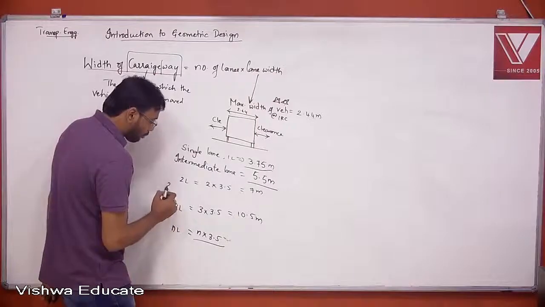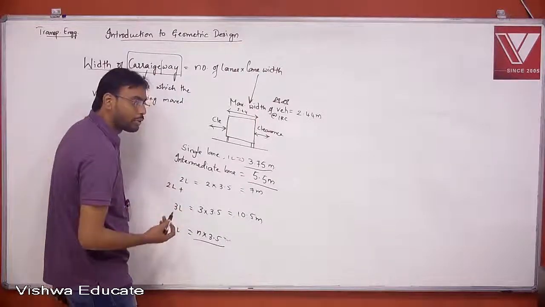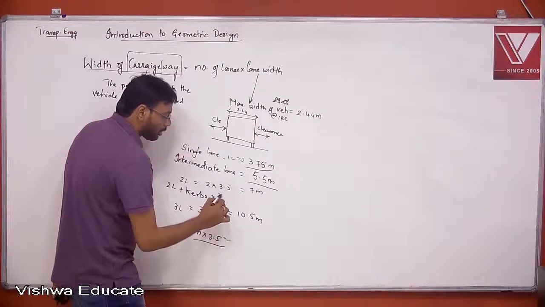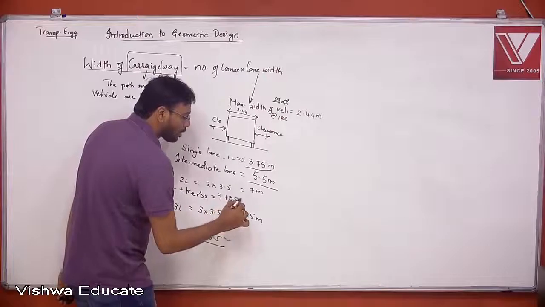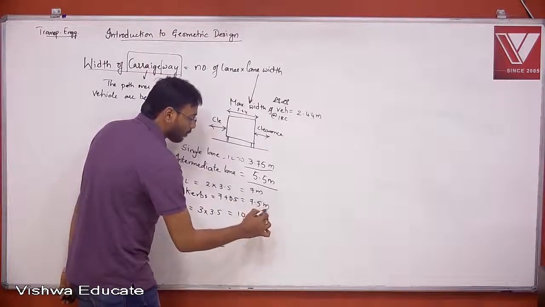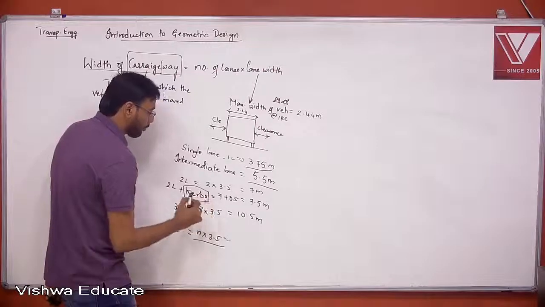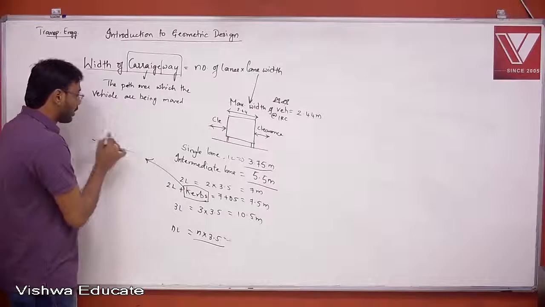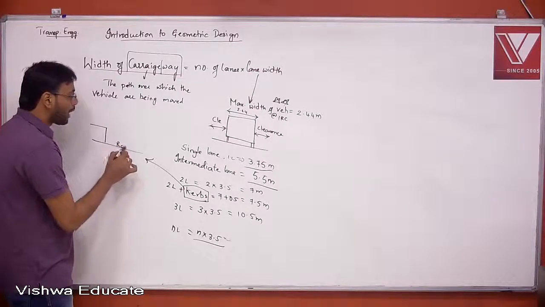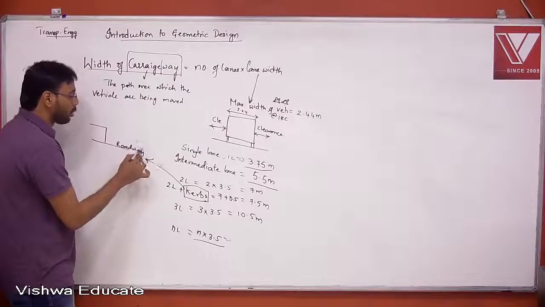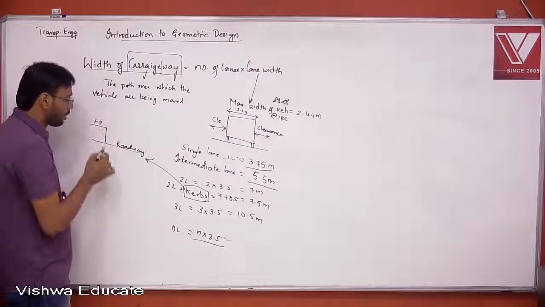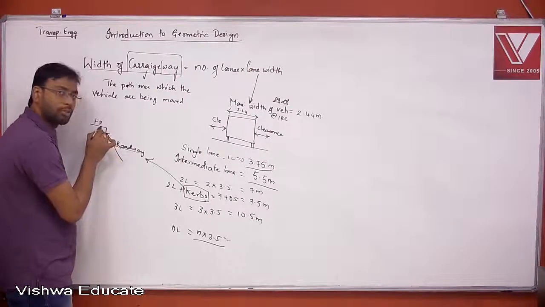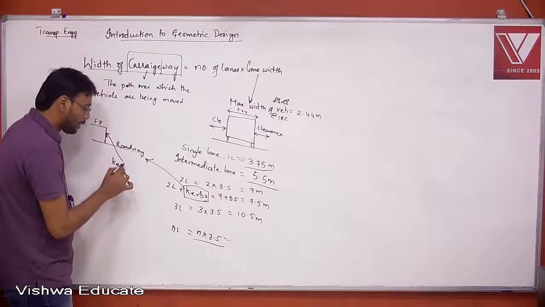Now there is one more term called the width of a two lane road with curbs. Then it is 7 plus 0.5, that is 7.5 meters. Now what is a curb? Curb is the vertical clearance between roadway and the footpath. So this is the roadway and this is the footpath. The vertical differentiation between the road and the footpath is called a curb.